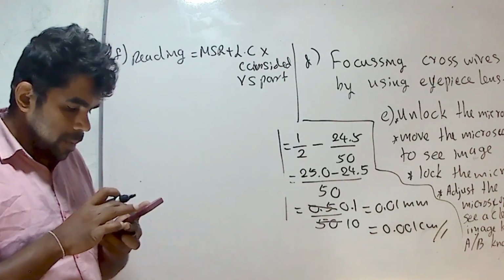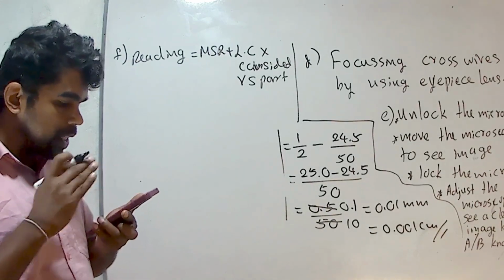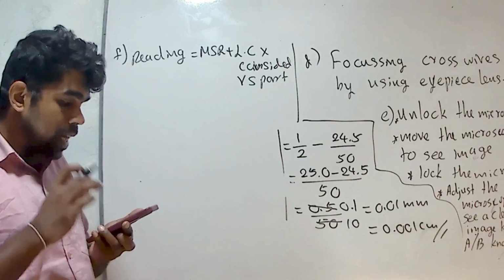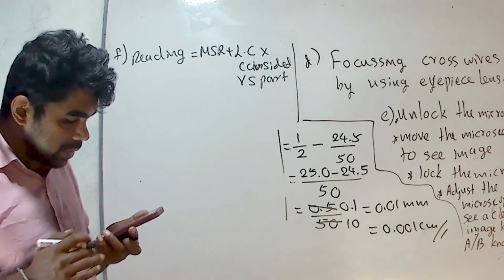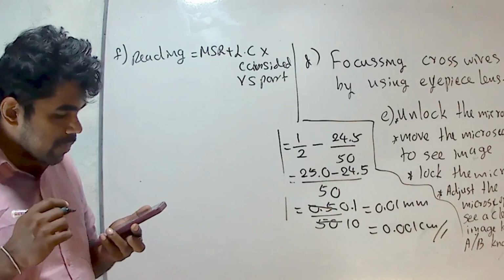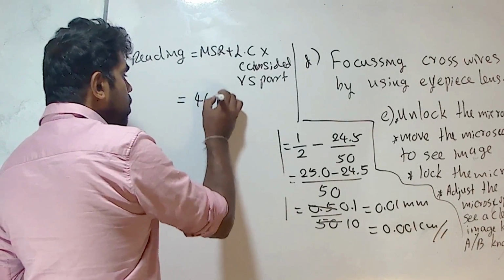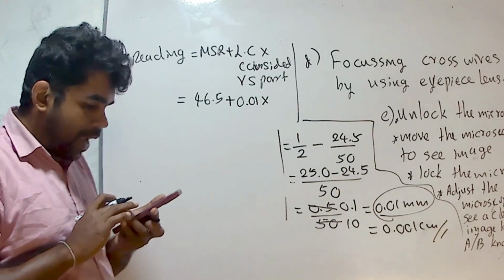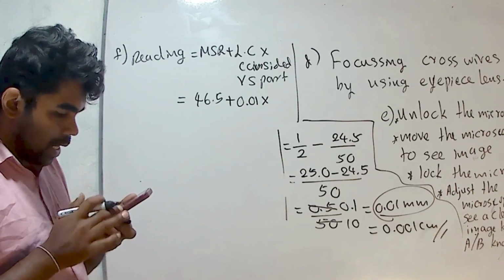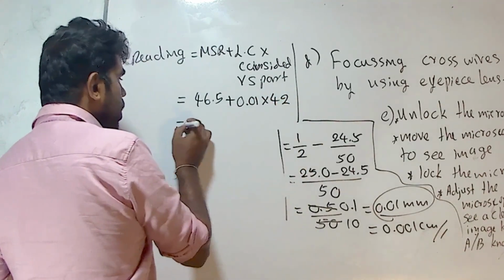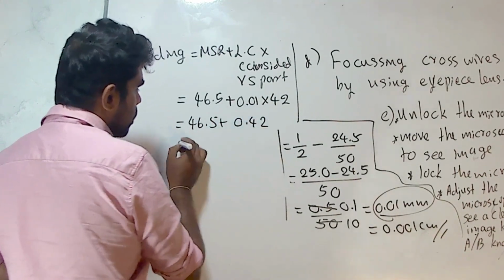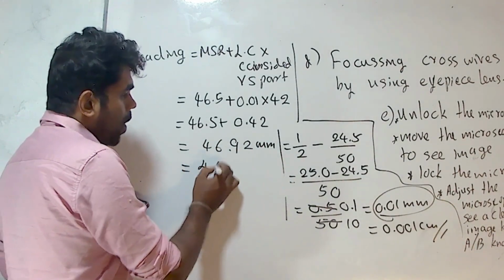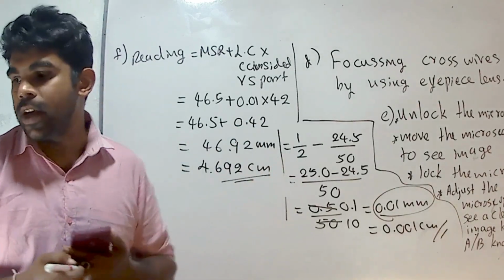Main scale reading means the main scale value before the vernier scale 0. We can identify it by using the given main diagram, not the enlarged one. Vernier scale 0 is after main scale 46.5 millimeters. I am using millimeters. Then main scale reading is 46.5. Least count in millimeters is 0.01. We can identify the coincided part by using the enlarged image. It is 42. 46.5 plus 0.42 is 46.92 millimeters. We can write it as 4.692 centimeters. When converting millimeters to centimeters, we have to divide by 10.